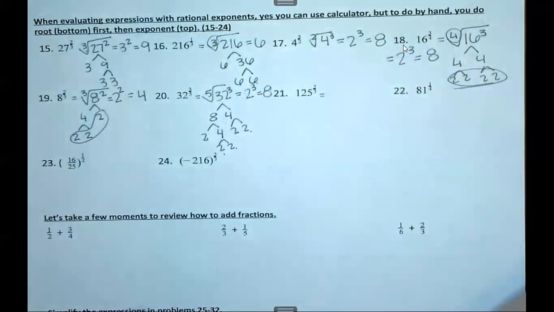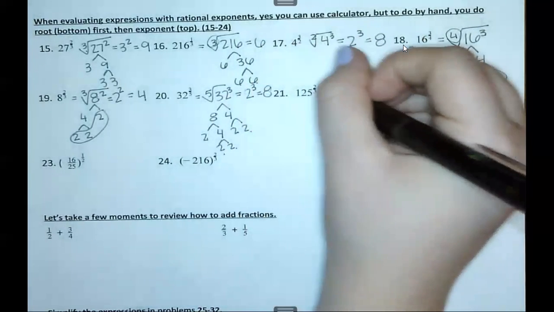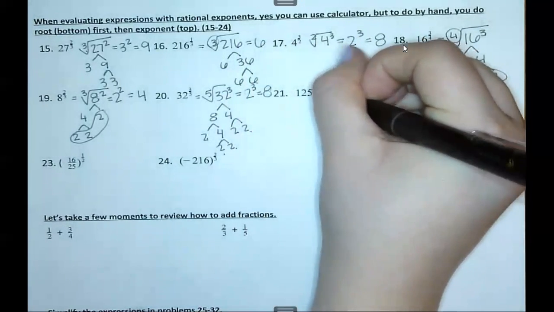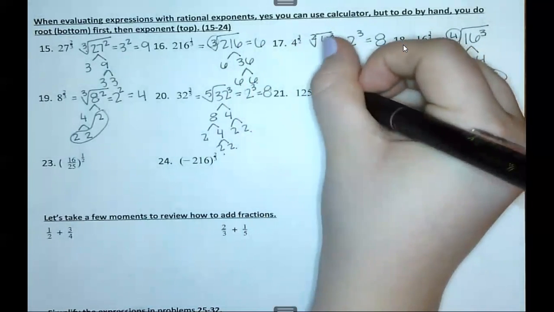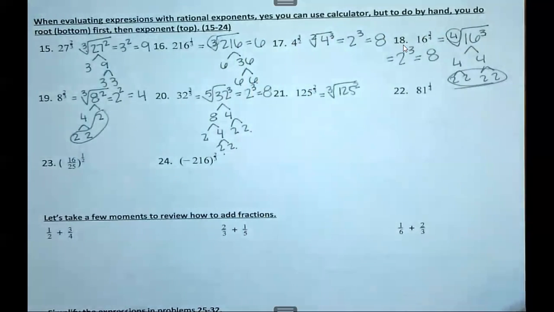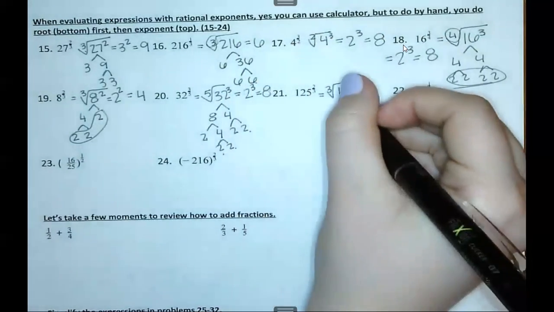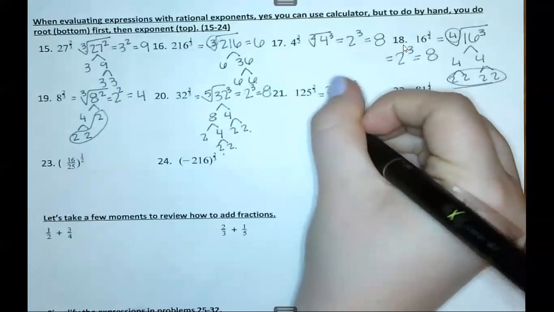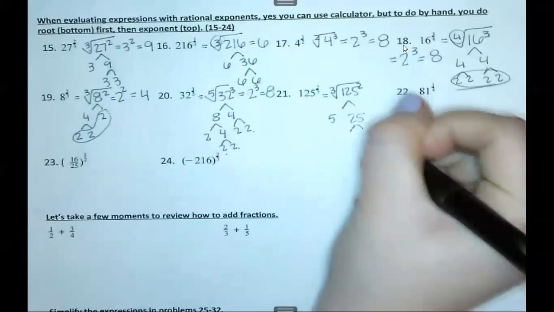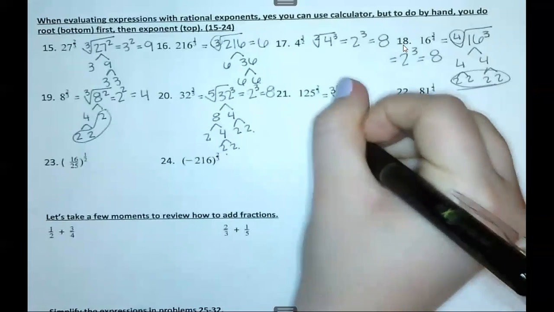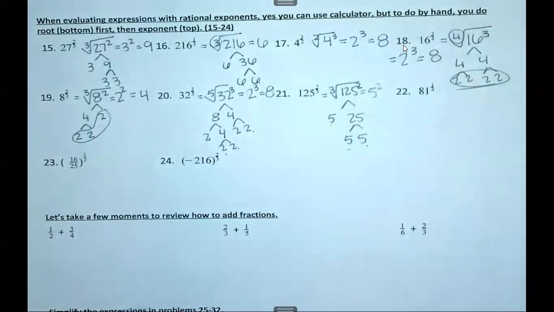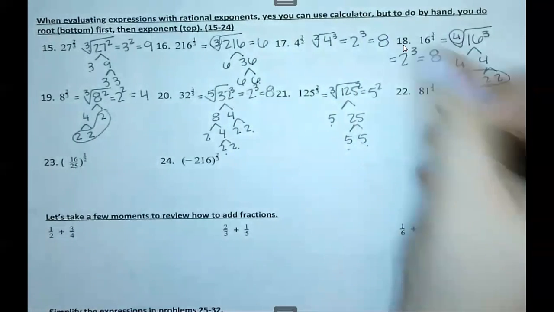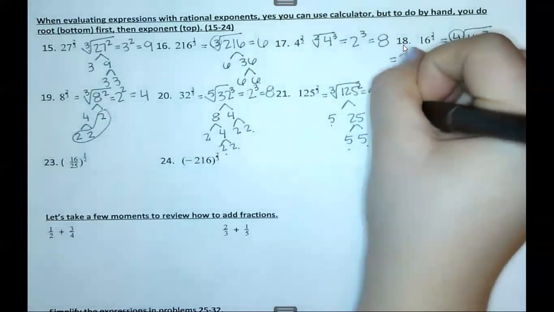All right, number 21, I've got the cubed root of 125 raised to the 2nd power. So looking for 3 of the same number. I could split this into 5 and 25, and I can split 25 into 5 and 5, 1, 2, 3 5s. So I get to pull out a 5, and it is squared. 5 squared is going to give us 25.